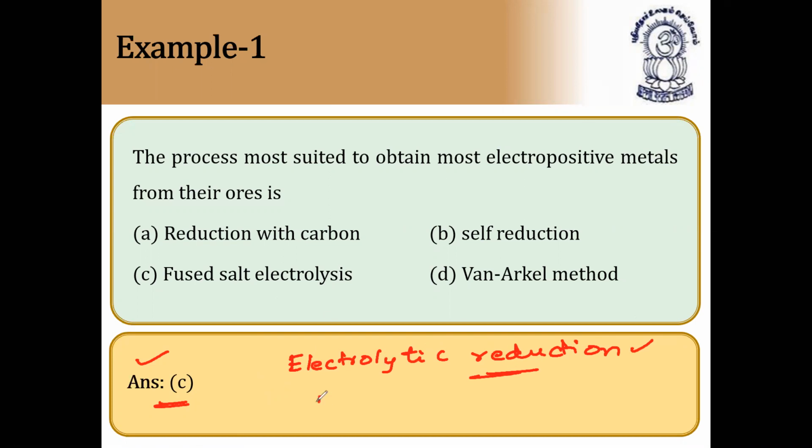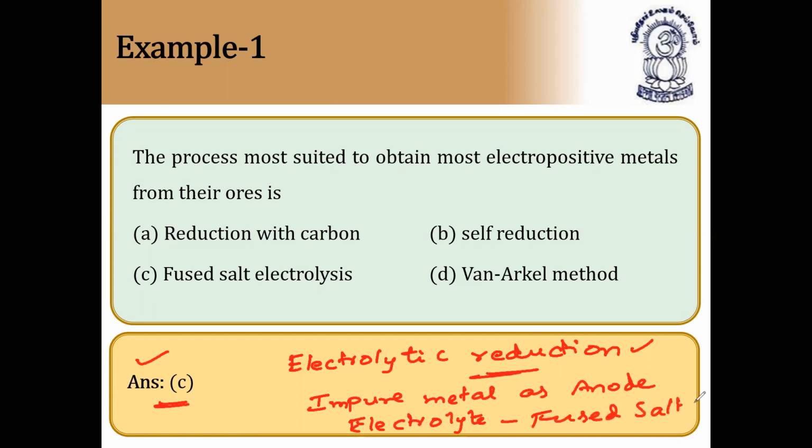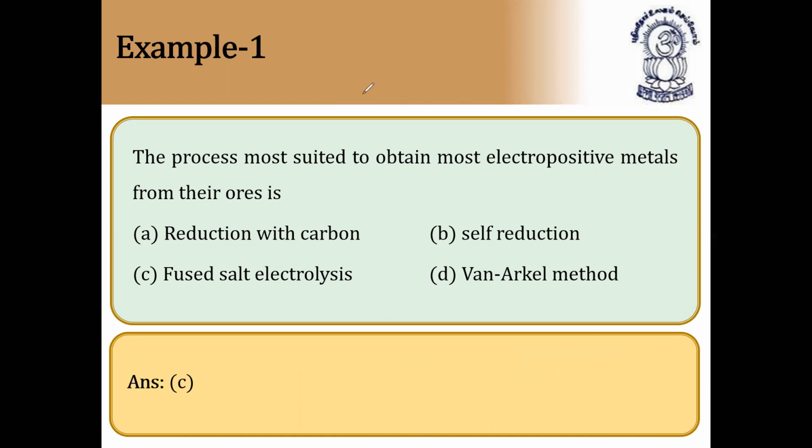Why? Because we take impure metal as anode and pure metal as cathode, and the electrolyte is a fused salt. What electrolyte will we take? We take fused salt of the same metal. That's why we use this process. So this is called electrolytic reduction or electrolytic refining. So the answer is C. Second question now.